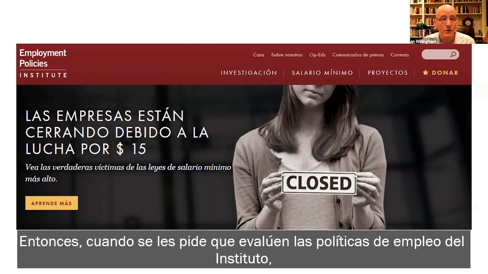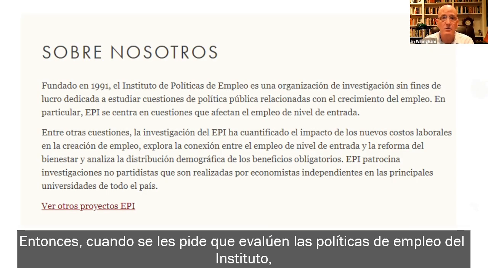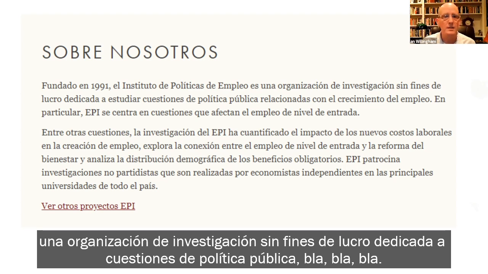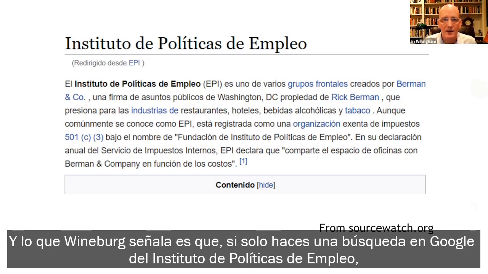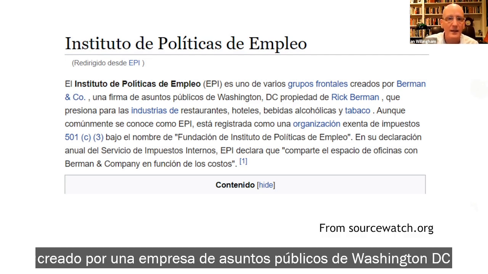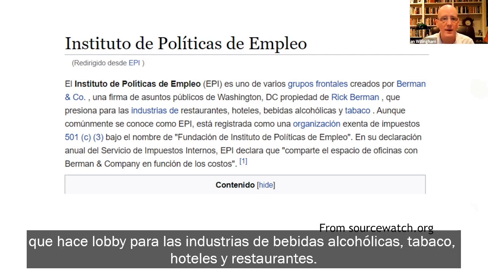So when they're asked to evaluate the Employment Policies Institute, what a lot of students do is they go to the About Us. And then when you look at the About Us page, it totally looks legit. It's a nonprofit research organization dedicated to public policy issues, blah, blah, blah. And what Wineburg points out is if you just do a Google search of Employment Policies Institute, one of the first hits you'll get is a Wikipedia article that says it's a front group created by a Washington, D.C. public affairs firm that lobbies for the restaurant, hotel, alcoholic beverage, and tobacco industries.